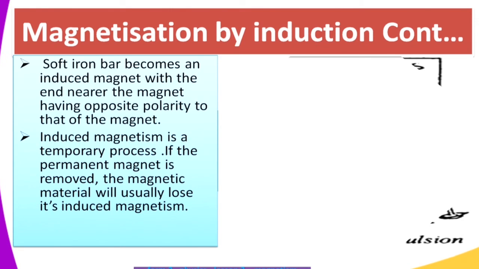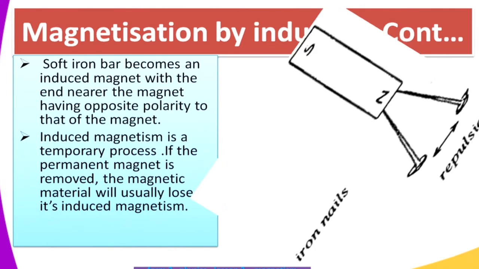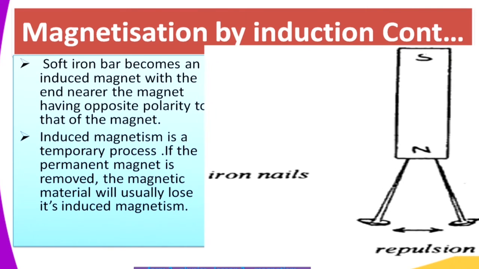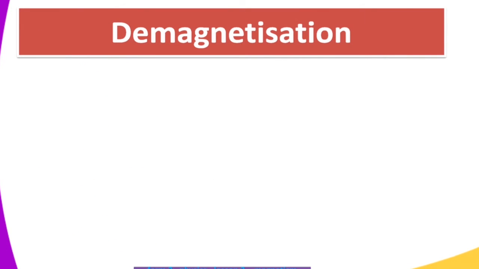But in our case here, let's again look at this diagram, which further explains how induced magnetism is actually achieved. Having said that, we now want to move to demagnetization, which is the opposite of magnetization. Demagnetization is a method of making a magnet lose its magnetic property. When a magnet is made to lose its magnetic property, that process is what we call demagnetization, actually the opposite of magnetization. And how can we make a material become demagnetized?